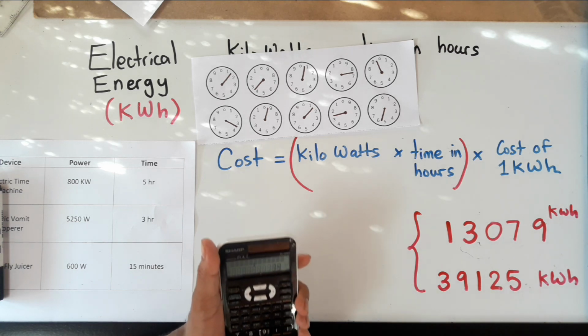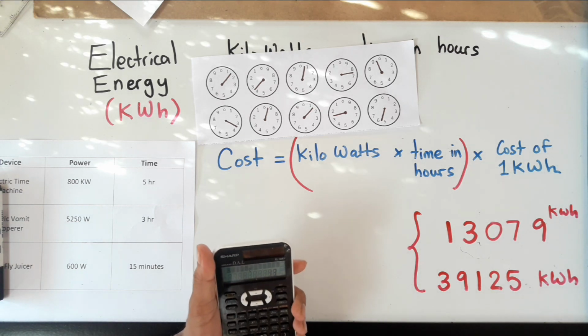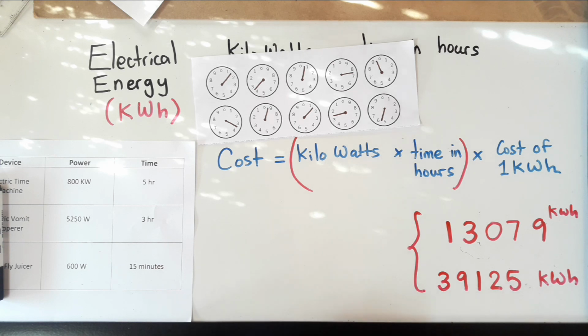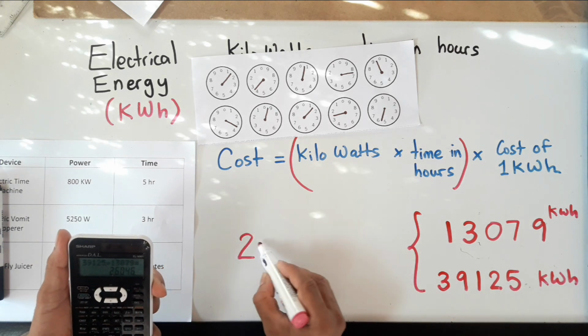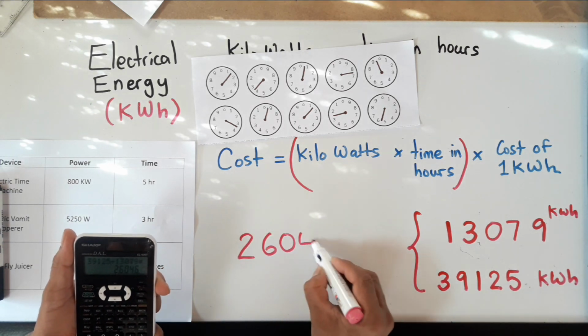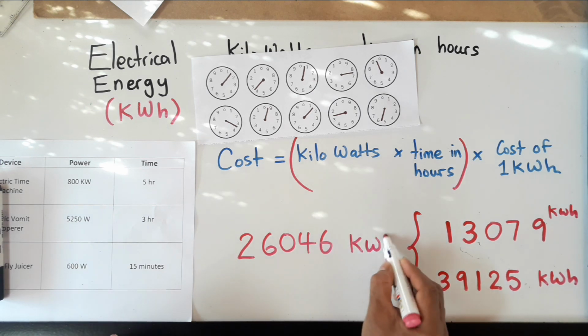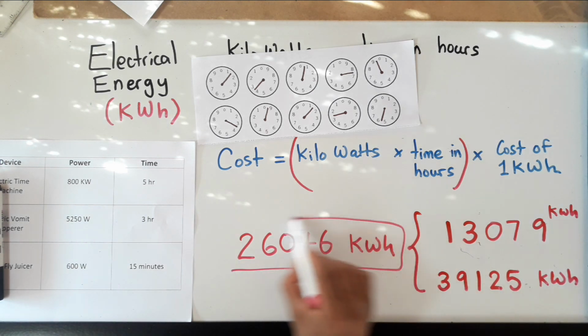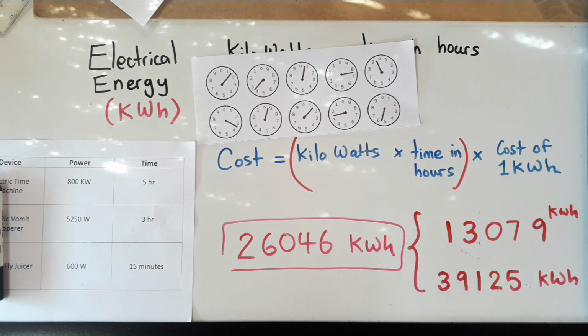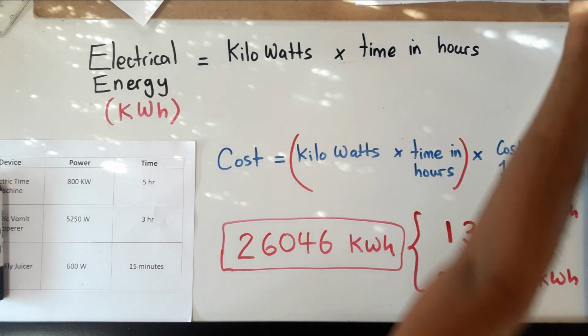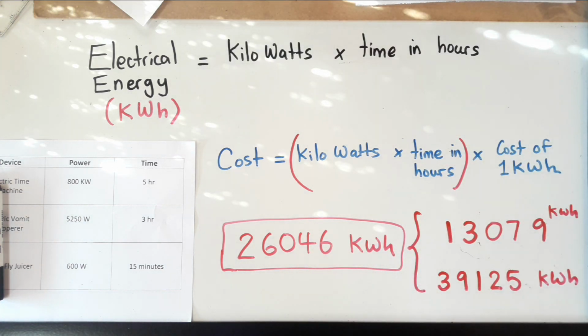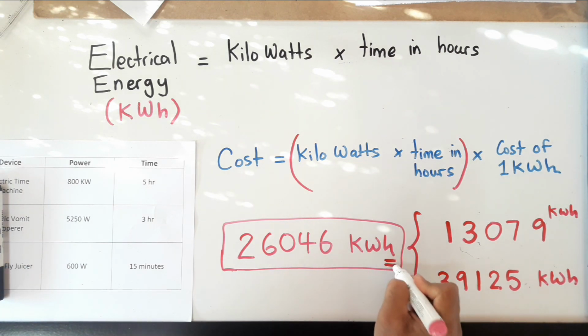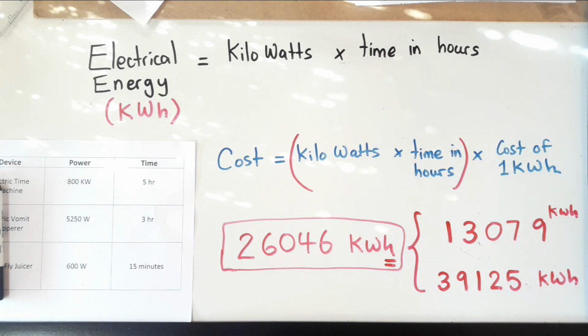3, 9, 1, 2, 5, minus 1, 3, 0, 7, 9. When we minus it, we get 26046 kilowatt hours. So for this household or whatever or business, this is how much kilowatt hours was used. And if it's a multiple choice, you might see this in between A, B, C, and D. All right. So this is the amount of kilowatt hours. Easy enough? Great.